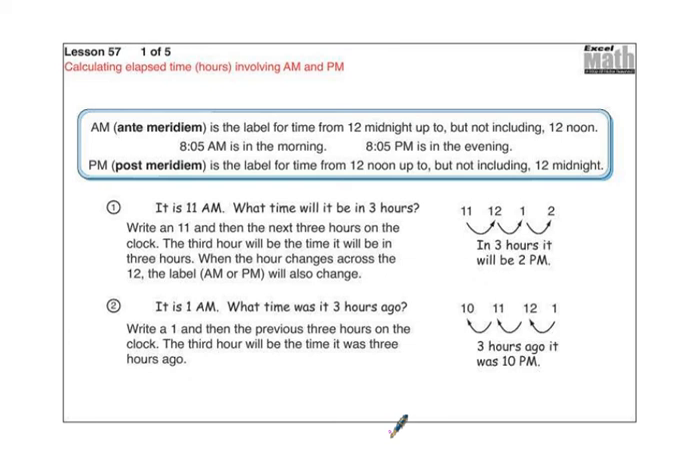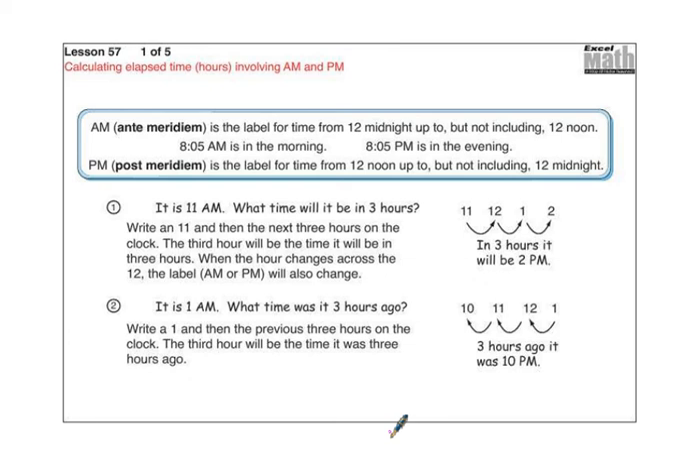AM means ante-meridiem, and it's the label from the time from 12 midnight up to, but not including, 12 noon. So AM is like in the middle of the night when you're sleeping, all the way until it's like lunchtime. That's AM. 8:05 AM is in the morning, but 8:05 PM is in the evening.